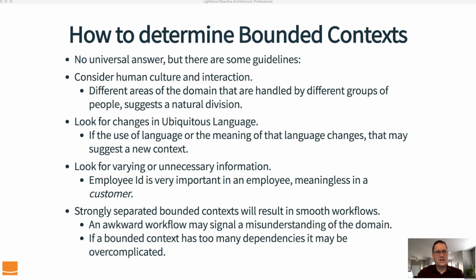Another thing to realize is that strongly separated bounded contexts will usually result in smooth workflows. If you find yourself in a situation where you're trying to implement a particular workflow and it's awkward, that may suggest that you've misunderstood your domain or you've broken up your bounded context incorrectly. If you find a bounded context has too many dependencies, again, it may be overcomplicated. You may have drawn your lines incorrectly, so that's an area where you want to explore in a little more detail and try and figure out if you've done something wrong.